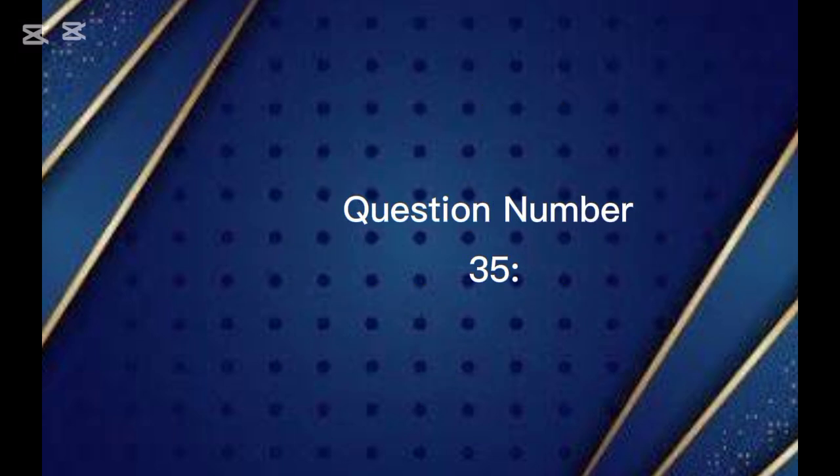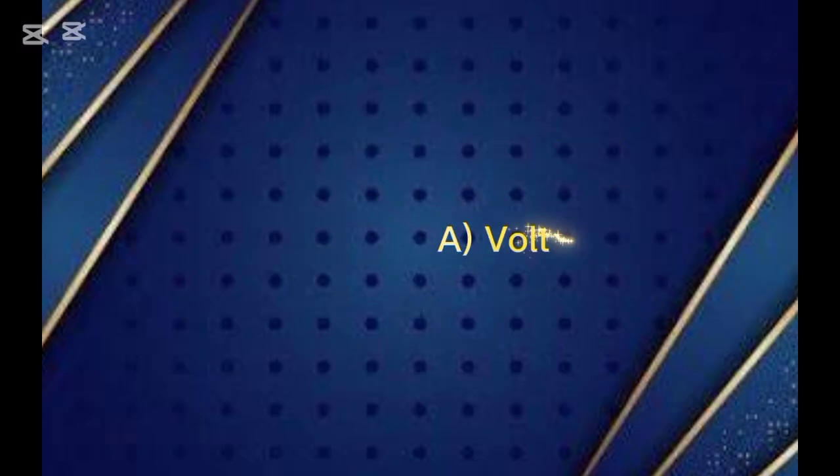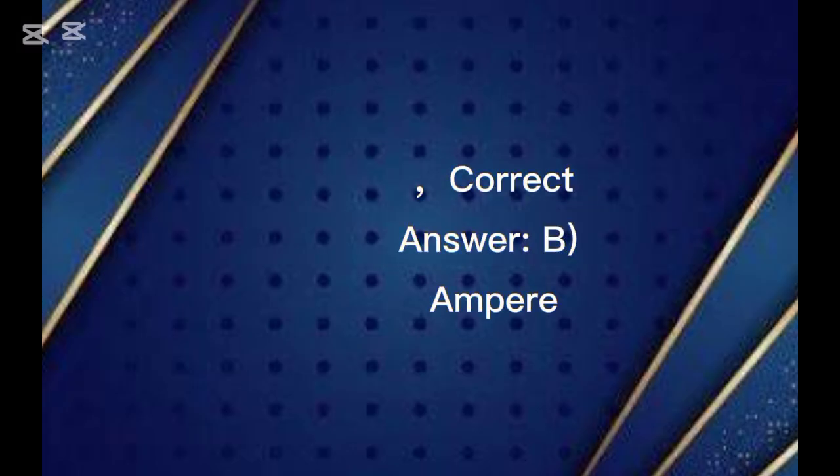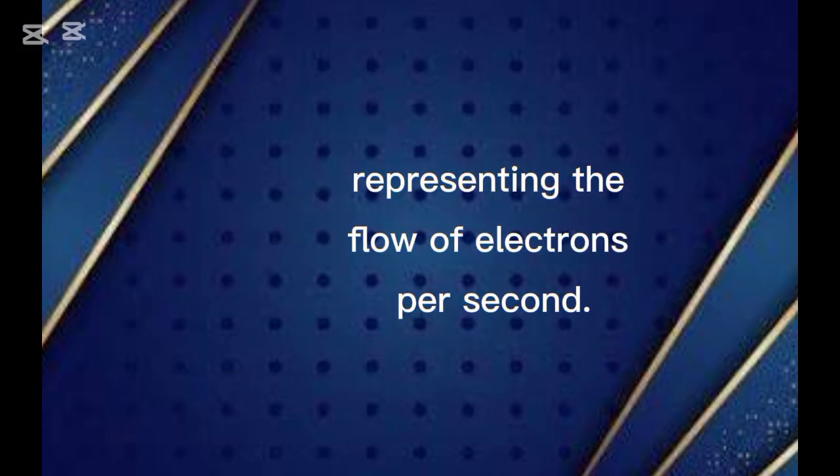Question number 35. What is the unit of measurement for electric current? A. Volt, B. Ampere, C. Ohm, D. Watt. Correct answer, B. Ampere. Explanation: Electric current is measured in amperes (amps), representing the flow of electrons per second.